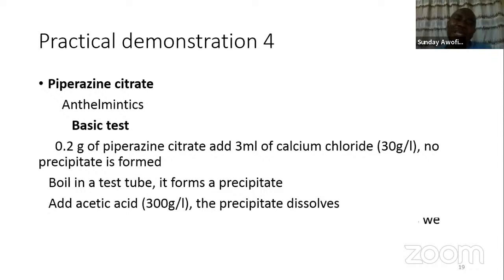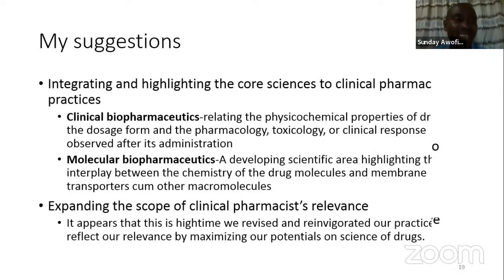Then piperazine, 0.2 gram of piperazine citrate, add 3 ml of calcium chloride, boil in the test tube, it forms a precipitate. If you don't boil, the precipitate does not come out. Once you boil it, if you add acetic acid, just like 2 ml, the precipitate dissolves. This can be very interesting, I tell you.